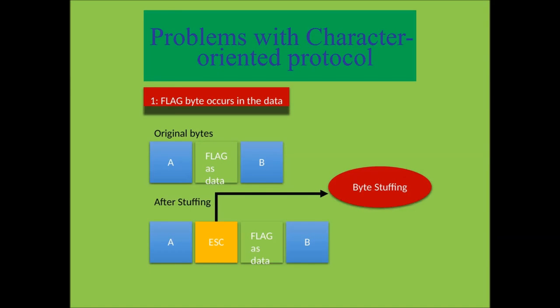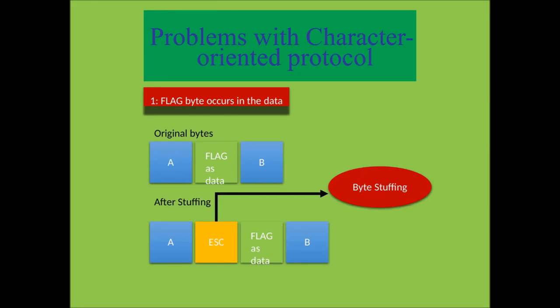There is a problem with character oriented protocol as well. The flag byte occurs in the data. Suppose the original bytes are A and B, and there is a flag as data. So there are 2 bytes, A and B, and there is a flag which is used for the start as well as the end of transmission. The problem is this: if the original byte, which is A, is the same as the flag, then there will be a problem distinguishing data from the flag.